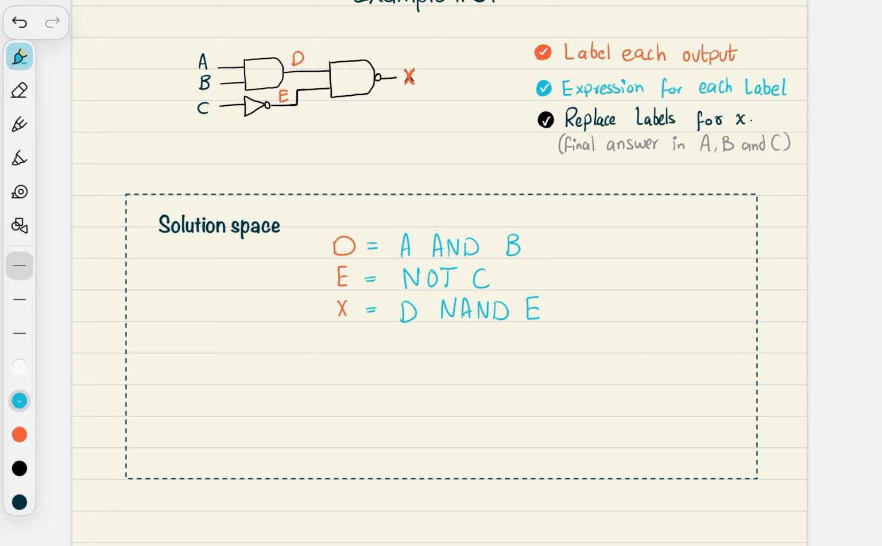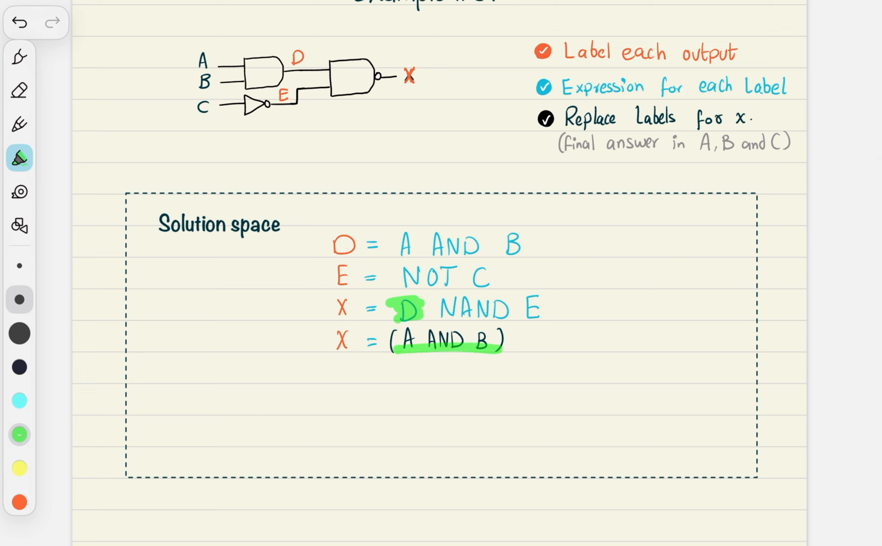Now, how are we going to do that? We are going to simply look at D over here, for example. If you notice, we already have an expression for D. So we will copy the same expression, but in place of D, we will make a bracket, and replace D with whatever D is equal to. D is equal to A and B. This whole thing is just the replacement for D. So D gets replaced by this whole expression.